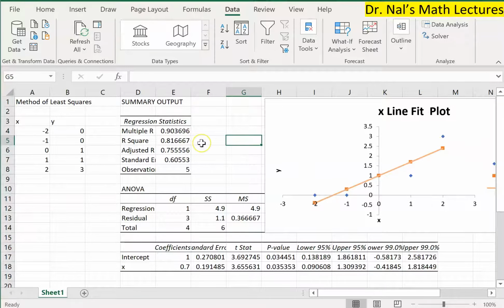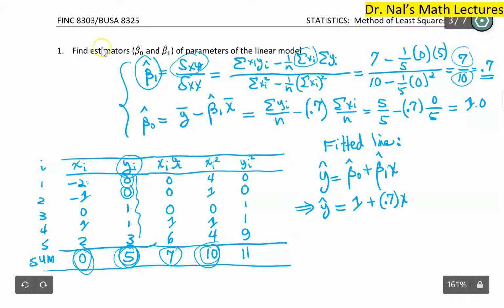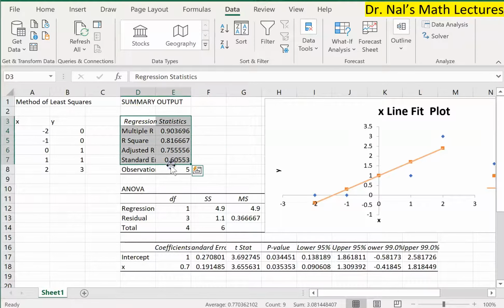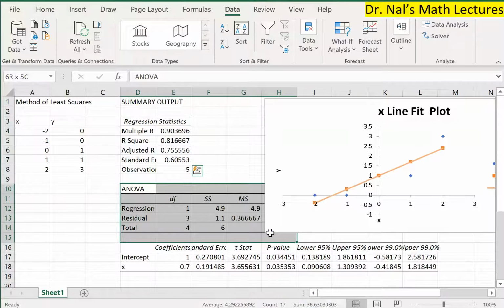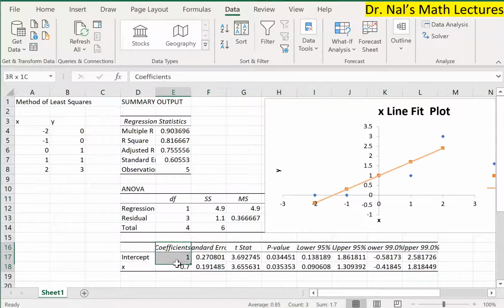Awesome. So let's go through each question separately. For the first question, the task was to find the estimators beta 0 hat and beta 1 hat, the intercept and the slope parameter. Here there are 3 tables given to you: the first table, the second ANOVA table, and the third table. Here we will be focusing on the third table for the coefficients.